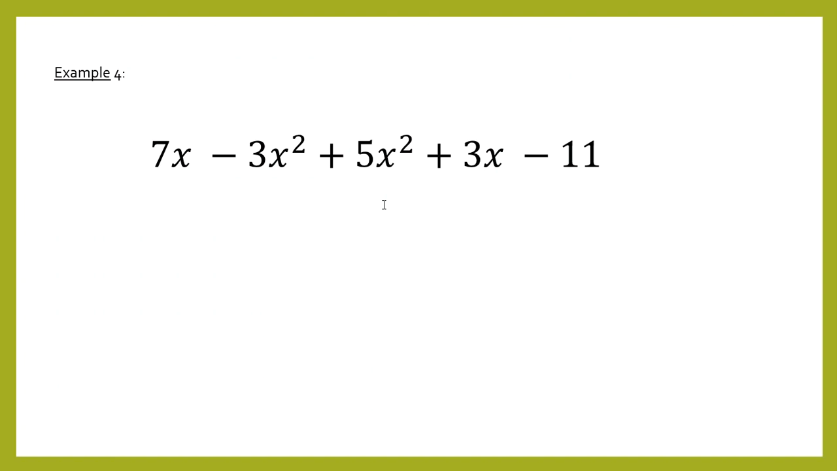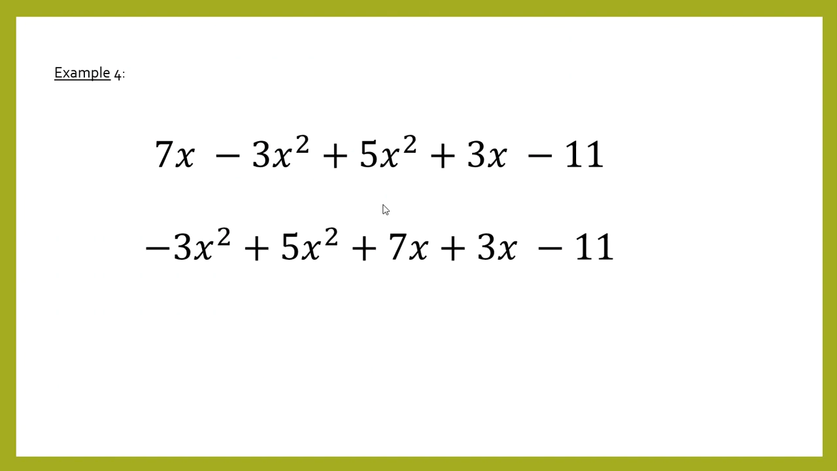Cool. So hopefully you were able to identify some like terms. Let's see if you were right. 7x is going to be a like term with 3x, and you can see that I've moved them together right here, 7x and 3x. A negative 3x squared and 5x squared are like terms, and I moved them together here. Again, be careful. Notice that this minus sign belongs to the 3x squared, and so it has to move with it when we move it.